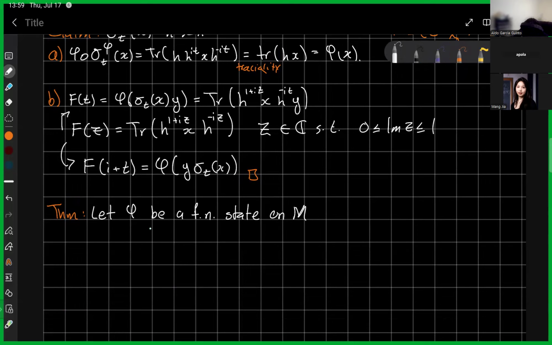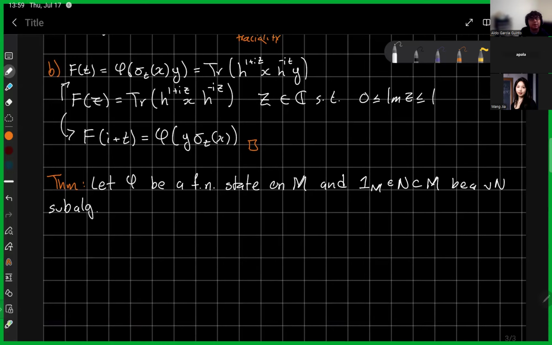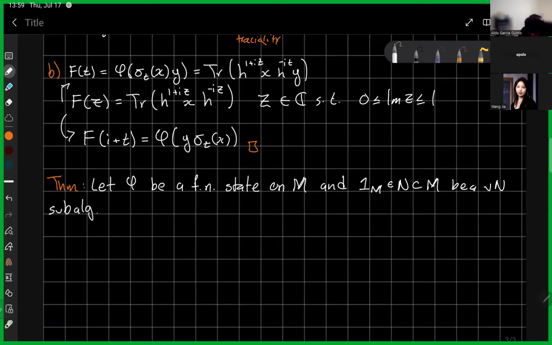So let phi be a faithful normal state and let N be a von Neumann subalgebra. Then the following are equivalent.